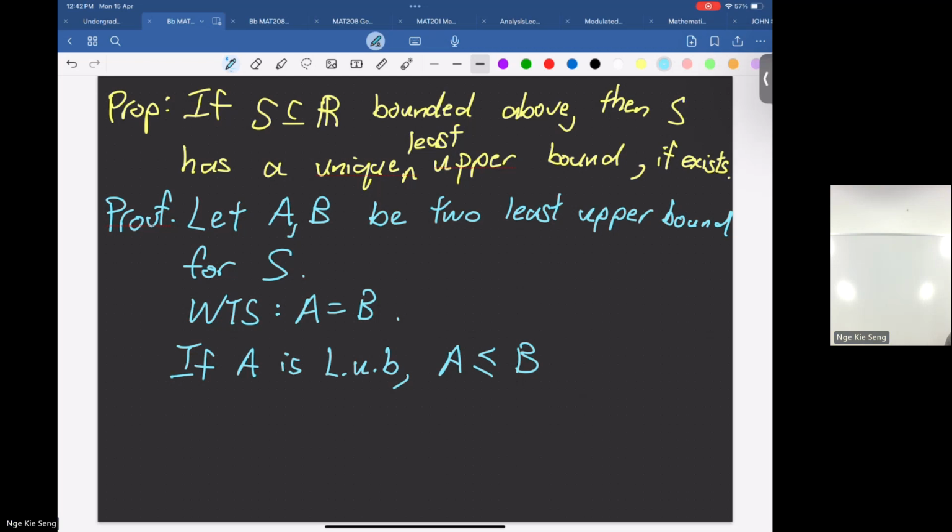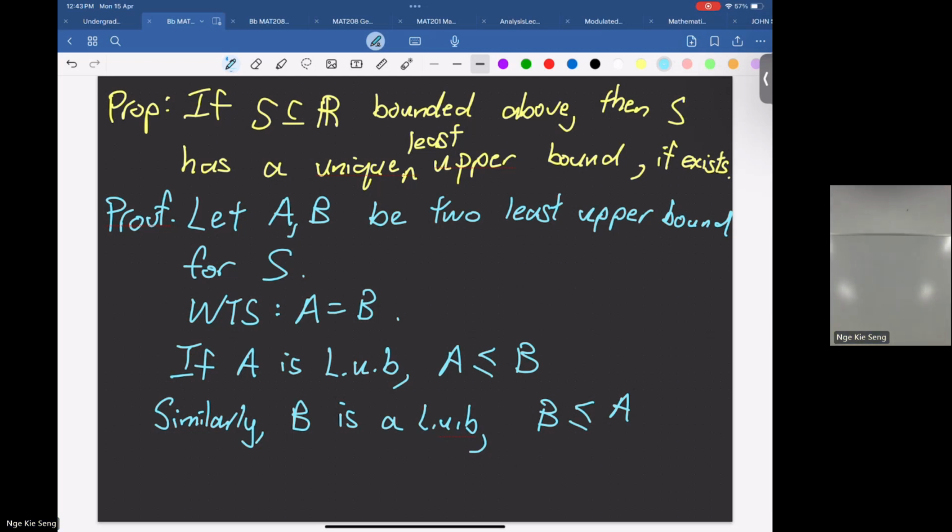Similarly, B is also a least upper bound, which means any other upper bound is greater than or equal to B. So we get A is less than or equal to B, and B is less than or equal to A. By the order axiom, A is equal to B. So this least property is a uniqueness property: if it exists, there is really only one. It's really unique.